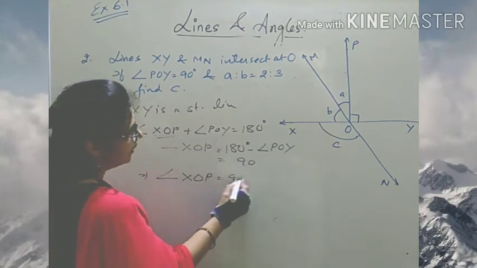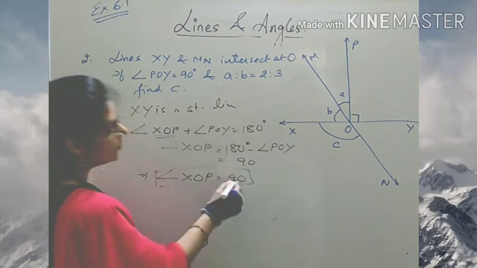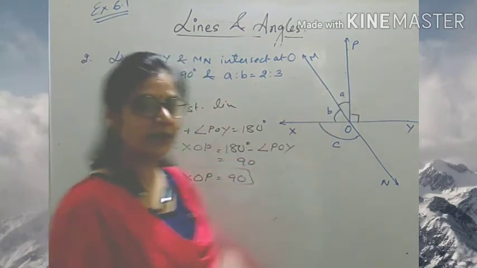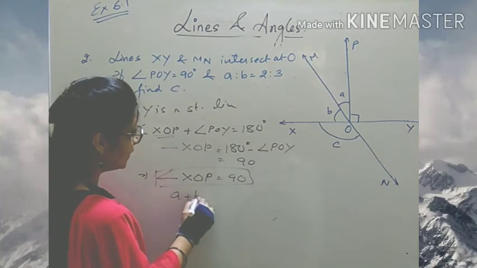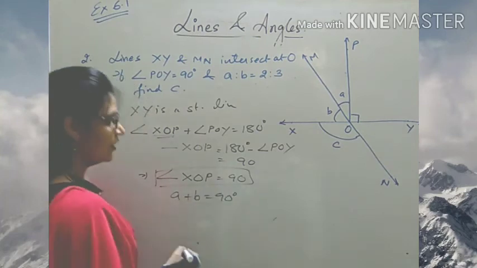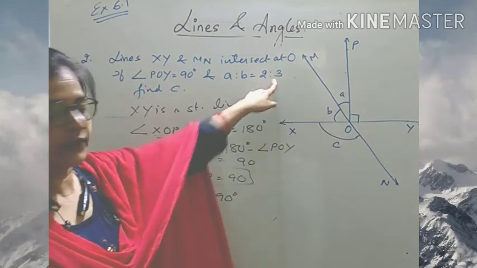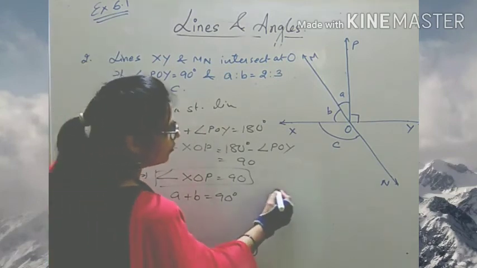XOP equal to 90. अब ये जो XOP है वो किस से बना है? A और B से बना है. So what we will get? A plus B is equal to 90. Now what is the ratio of A and B? So what we will take?